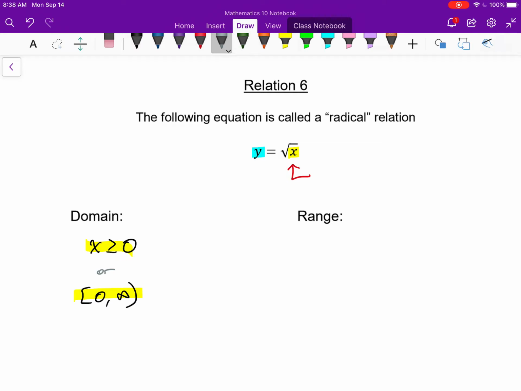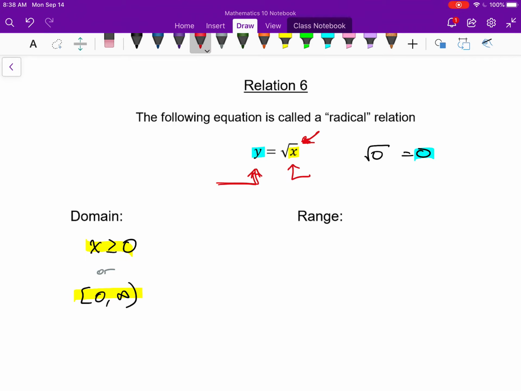The range is the same thing, except with y, because if you put in a 0 right here, the square root of 0 is 0. That's the smallest number that will come out of this equation. That's it. There's no limit to how big y can get. If you start square rooting gigantic numbers, y will still be very, very big. And you can square root infinitely large numbers, so infinitely large numbers can come out.